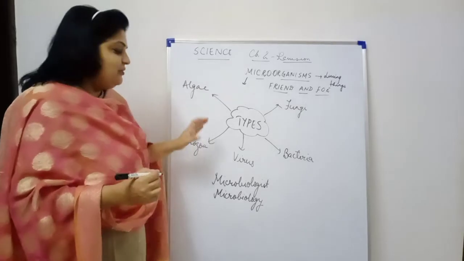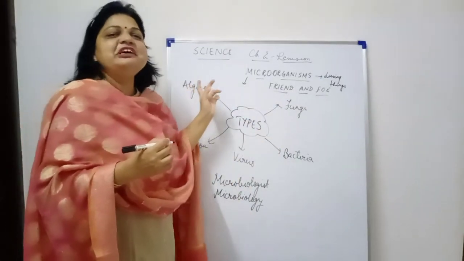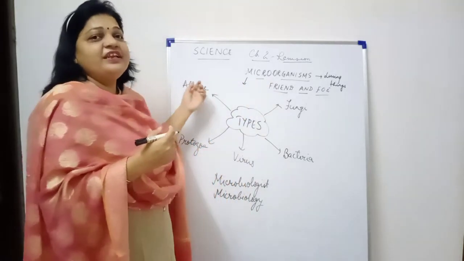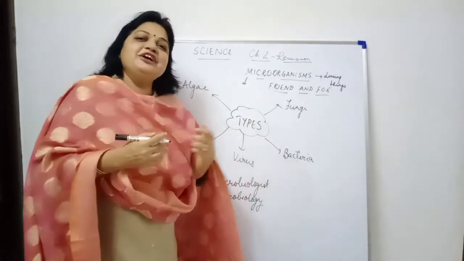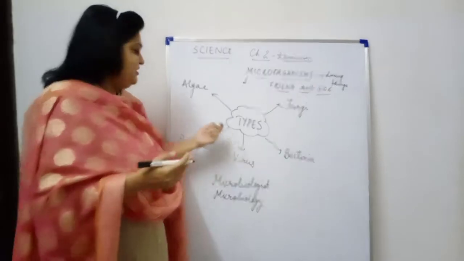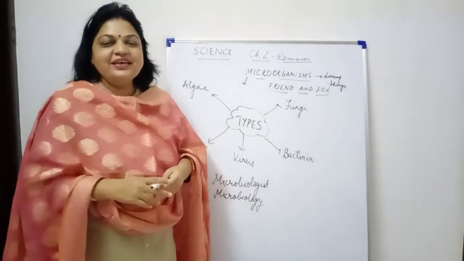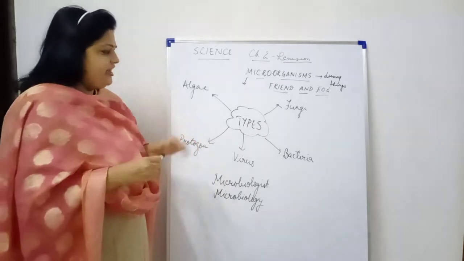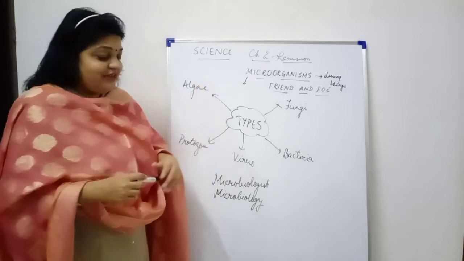Okay. So, here since we have 5 types of microorganisms, their study is also given different names. Like study of algae is phycology, study of fungi, mycology, study of bacteria, bacteriology, study of virus, virology, and study of protozoa, that is protozoology. Okay. So, this is a brief introduction about the different types of microorganisms and what we call their study.